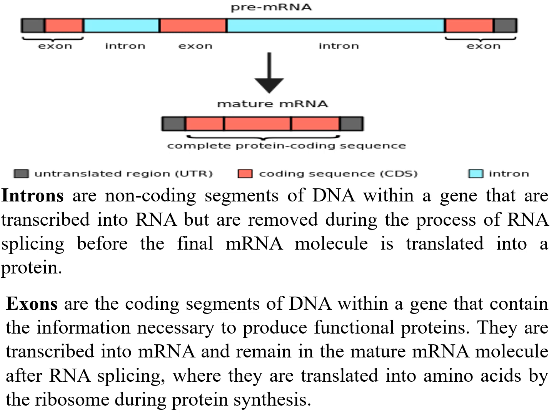Here I have given the definitions for introns and exons. Introns are non-coding segments of the DNA within a gene that are transcribed into RNA but are removed during the process of RNA splicing before the final mRNA molecule is translated into protein. So introns are non-coding segments, meaning the regions of the intron do not code for any amino acids or for the translation mechanism. But the coding segments are present in the exon regions.